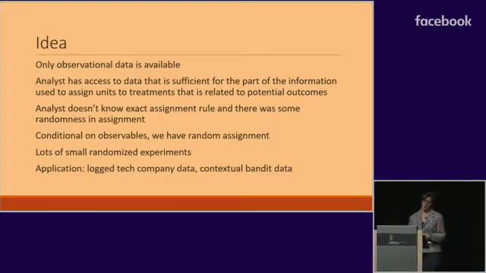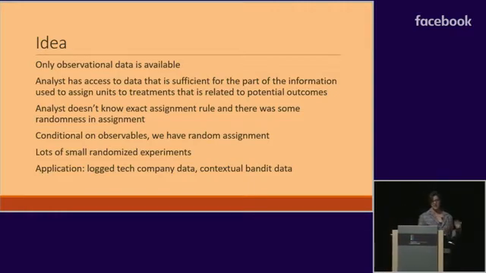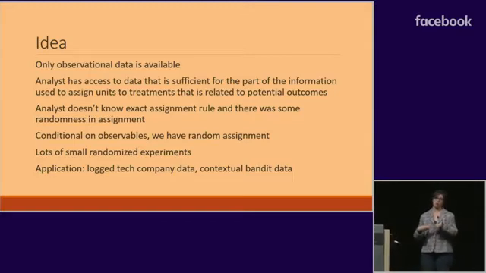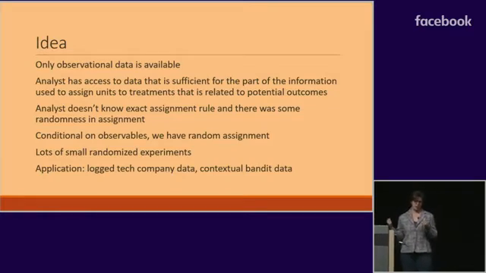So the idea is that only observational data is available. That is, we don't have a simple, uniform experiment with A/B testing from the past. The analyst has access to data that has the part of the information used to assign units to treatments, and that's related to potential outcomes. So for example, a tech firm might be deciding, Facebook's going to show you something on the news feed based on a bunch of characteristics, and that data is logged by Facebook, the things that go into their algorithm.